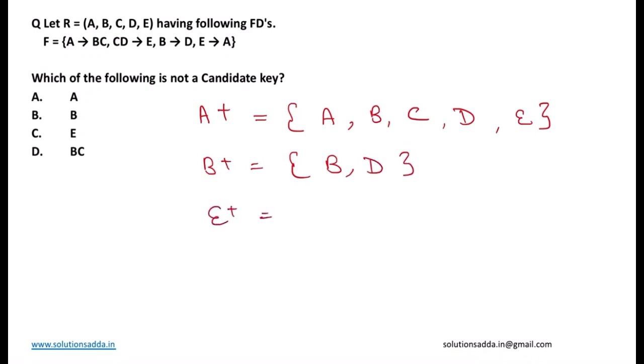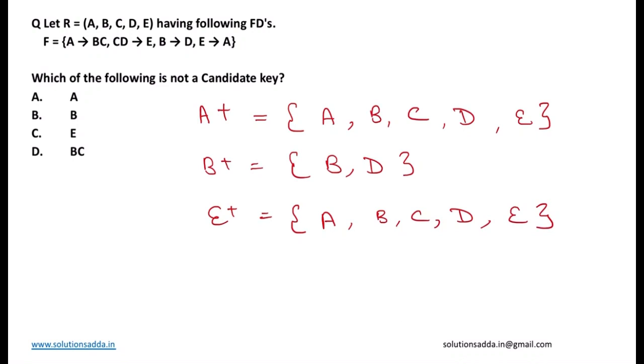Closure of E is: E determines A, and since A determines BC, B determines D and CD determines E. Therefore closure of E is A, B, C, D, E.